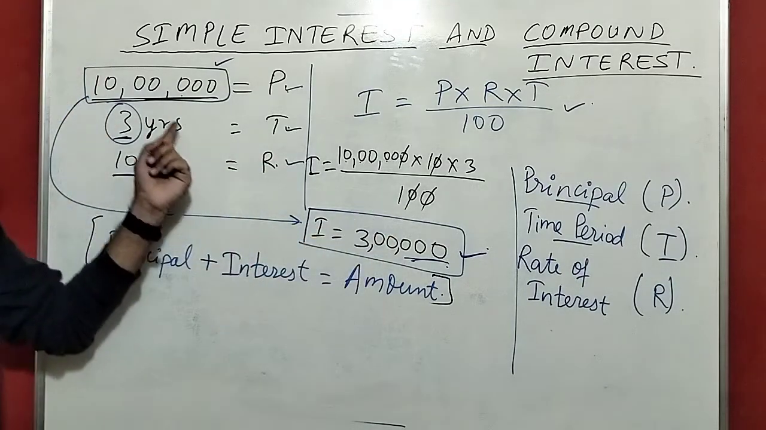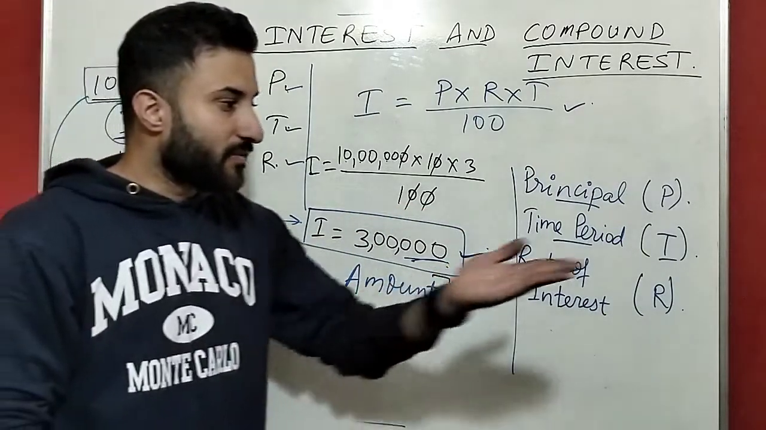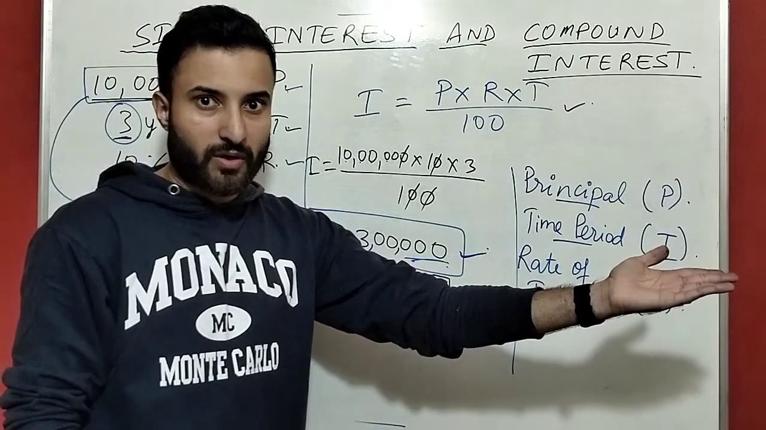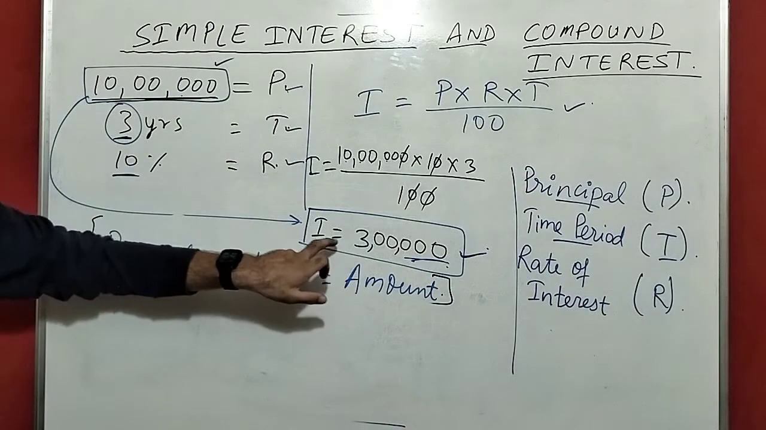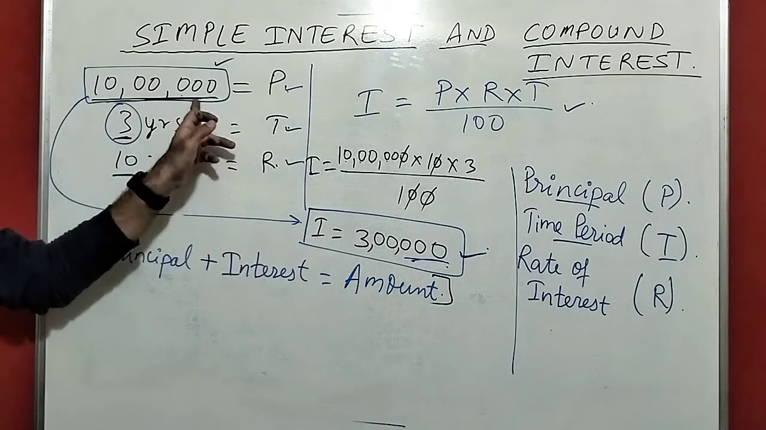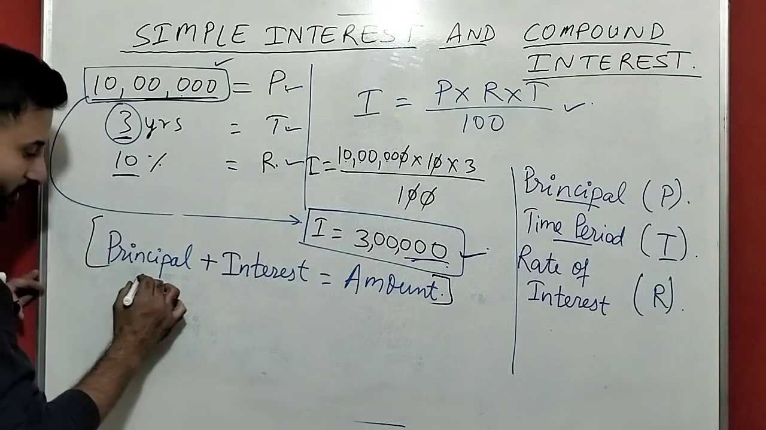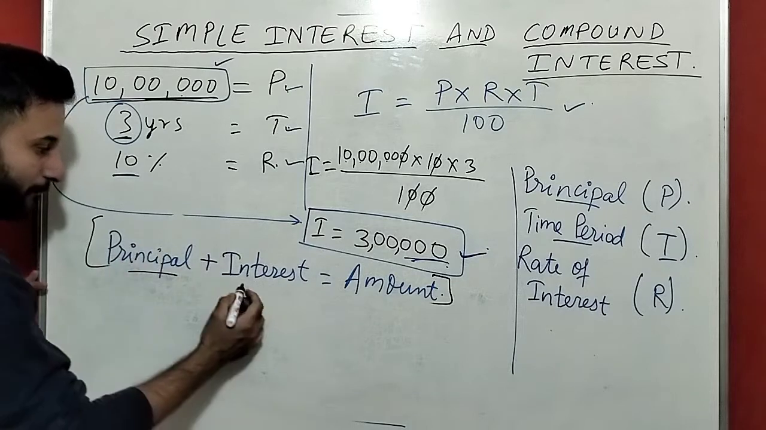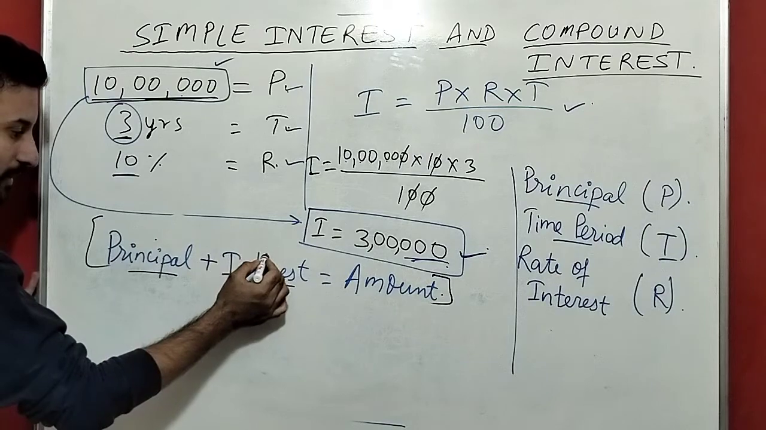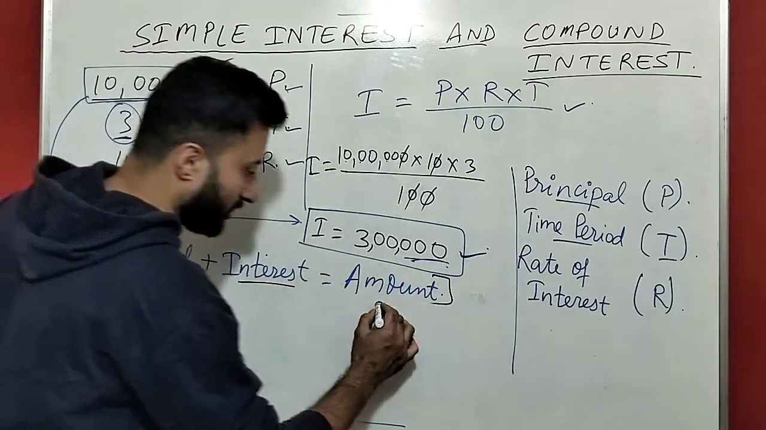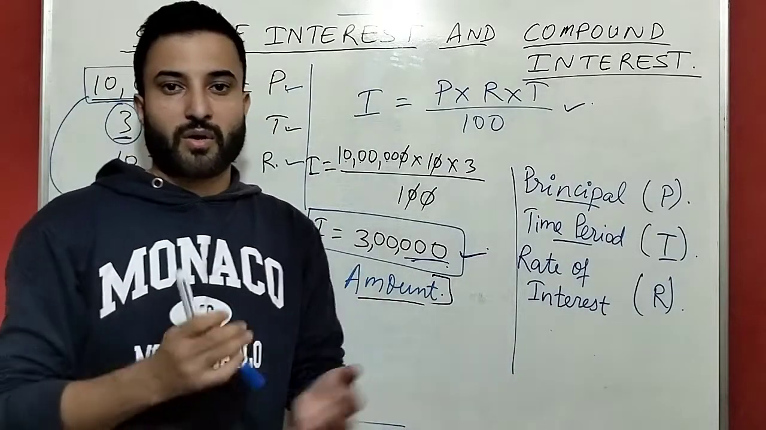As I have told you, I borrowed 10 lakh rupees from the bank. After 3 years I am giving the 10 lakh that I borrowed, but some extra charge for that 10 lakh rupees, and that is interest. So while returning you are giving the principal amount you borrowed plus the extra charge, the interest. The principal plus the interest you have to pay equals the amount. Okay, this is the formula.